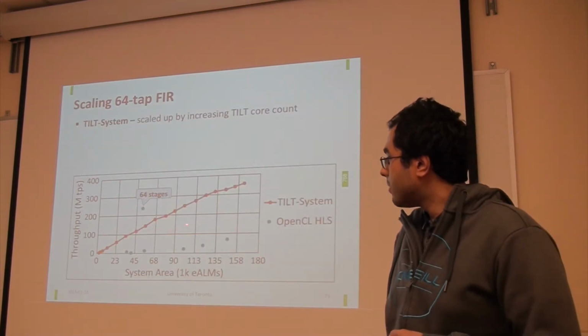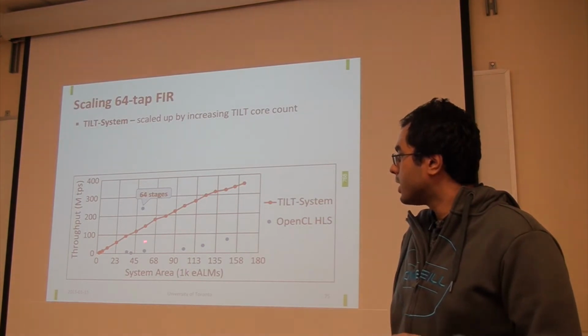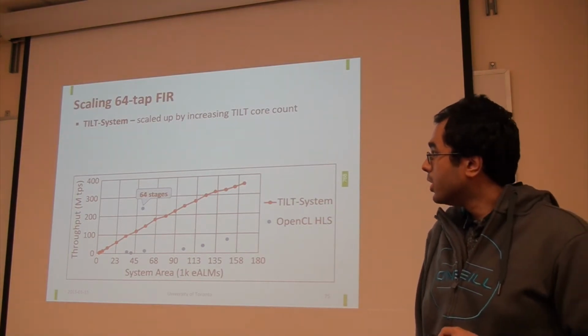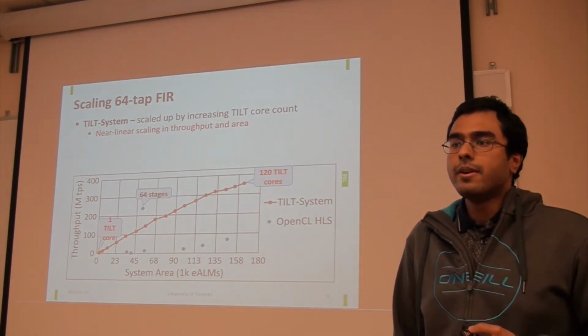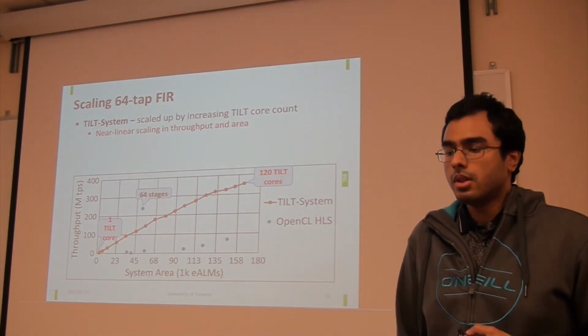Here we have the same graph, but the TILT system scaling results are plotted as well. We observe linear scaling in throughput and area for up to 70% of the chip's ALMs.